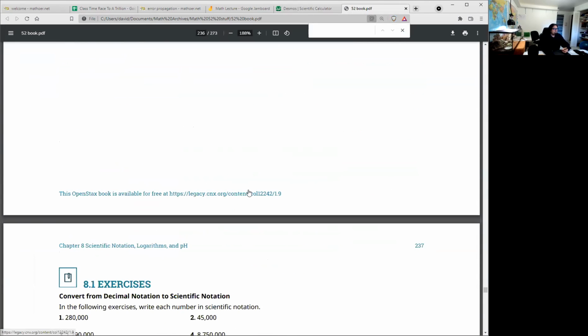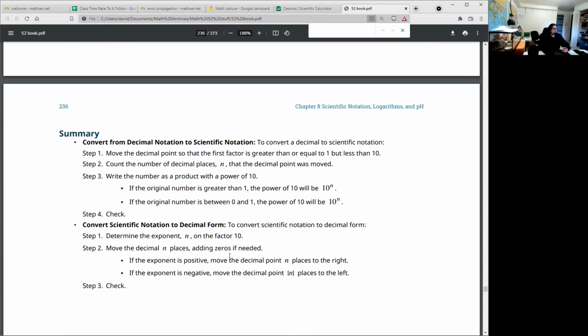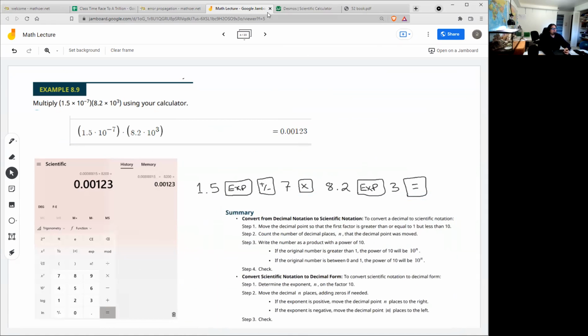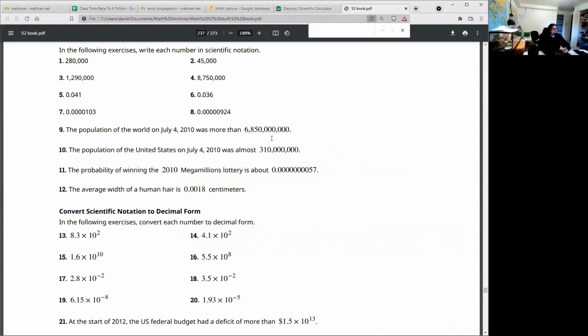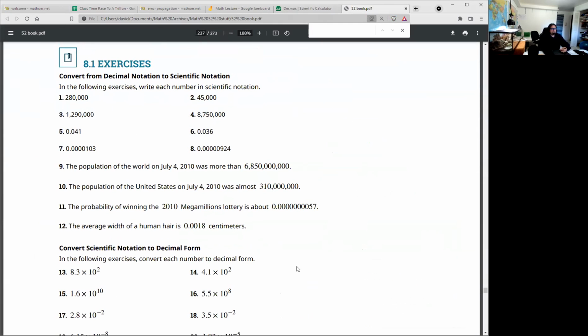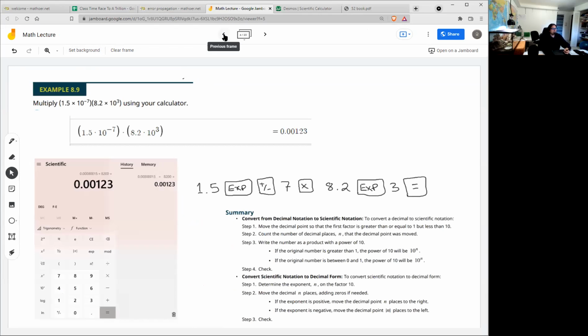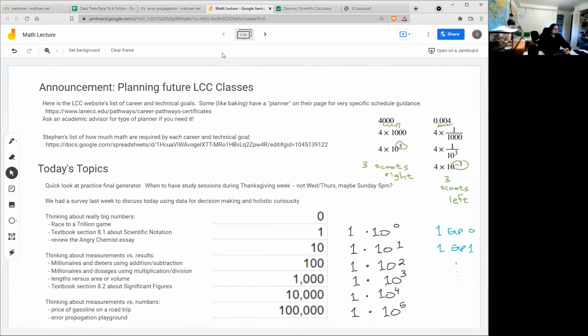So homework is easy. They give you a little nice summary at the end. So all you're doing is converting things back and forth, scooting the decimal, counting how many times, writing it as a power of 10, or given the power of 10, do the decimal scoot the right number of times in the proper direction. Okay, so that was scientific notation.